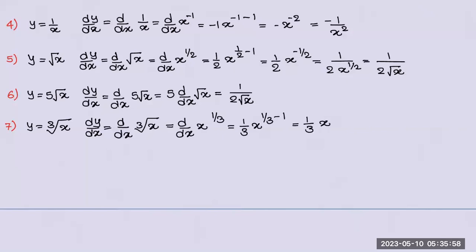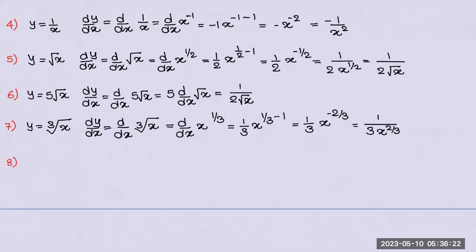1 by 3 into x power minus 2 by 3. Yeah, you can stop it here. You can write in detail: 3 into x power 2 by 3, or you can write cube root of x square, whatever.